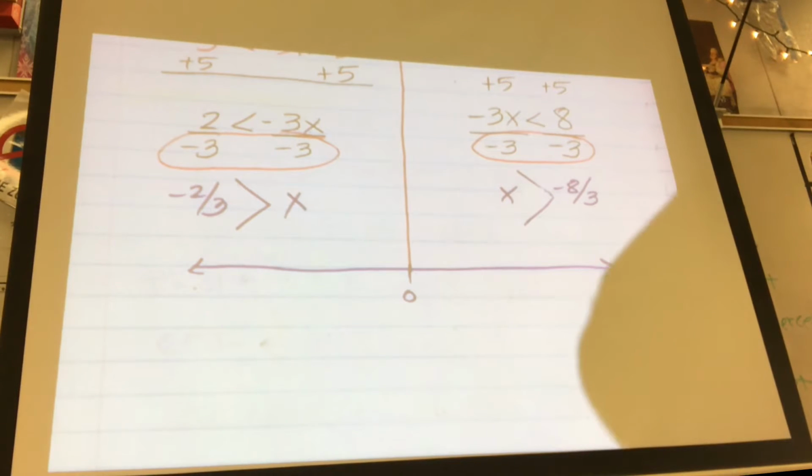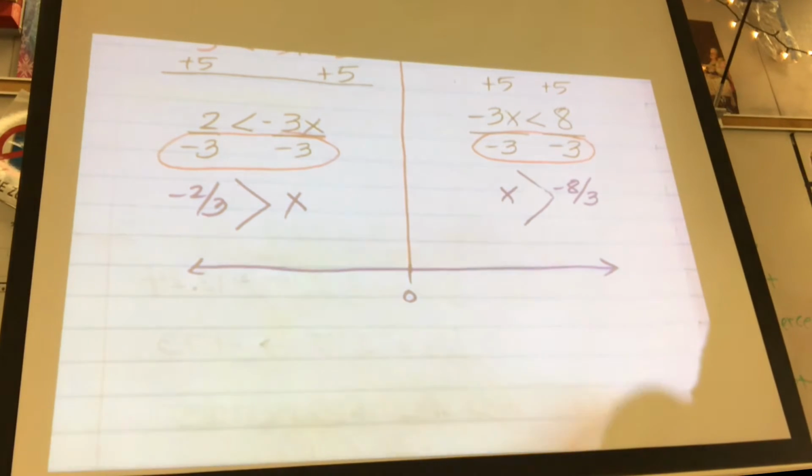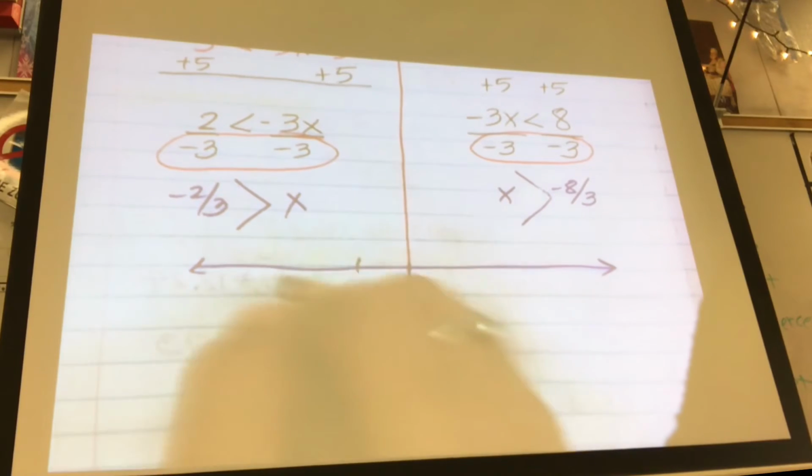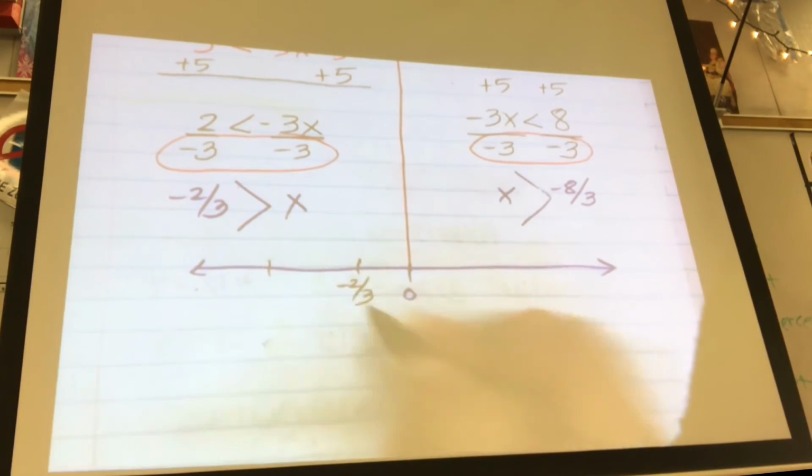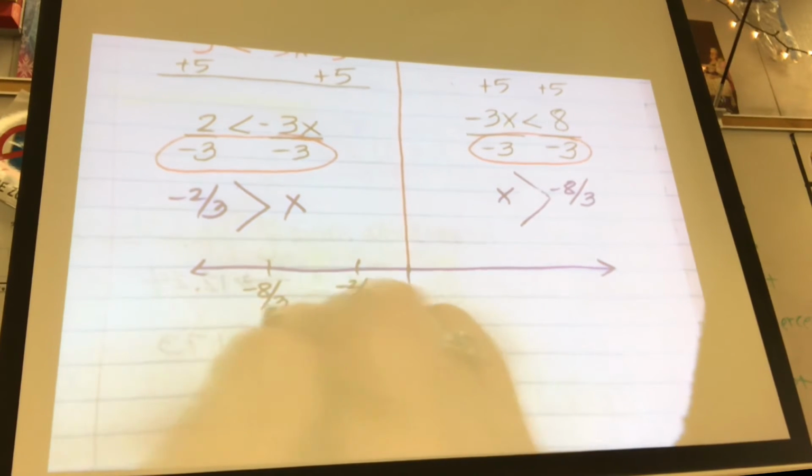All right. How am I supposed to graph -2/3? How am I supposed to put that on the number line? What is it, Camden? First you plot down -2/3, and then you plot down -8/3. Yeah, but which one's bigger? Which one goes first? The -2/3. This is -2/3. This is -8/3.